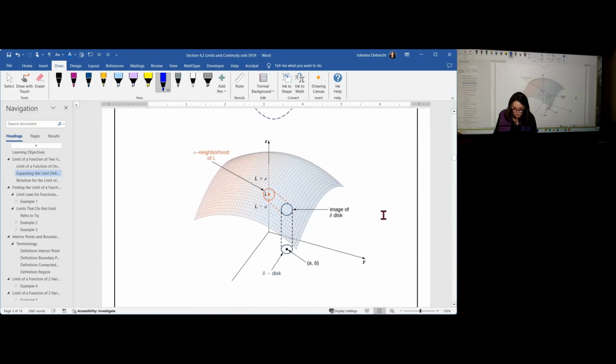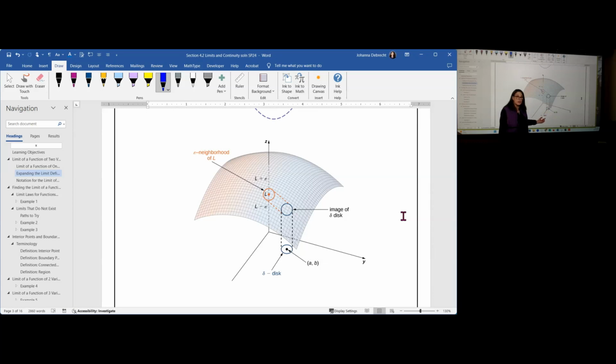What does it look like when you draw this delta disk and project it into the surface produced by the function of 2 variables? Remember, a function of 2 variables will produce a surface in 3-dimensional space, which in this case looks sort of like a sheet blowing in the wind. The domain for the function is any ordered pair coming out of the xy plane that works inside the function. In this case, we have a delta disk surrounding the point AB.